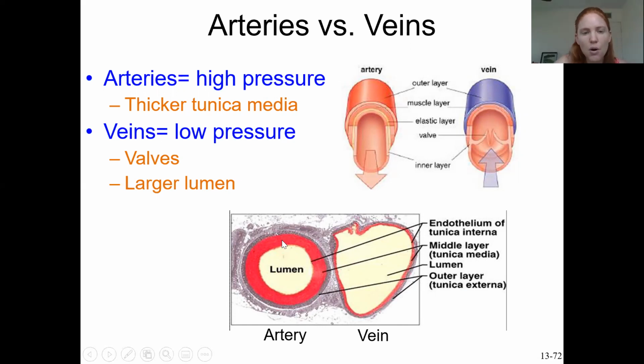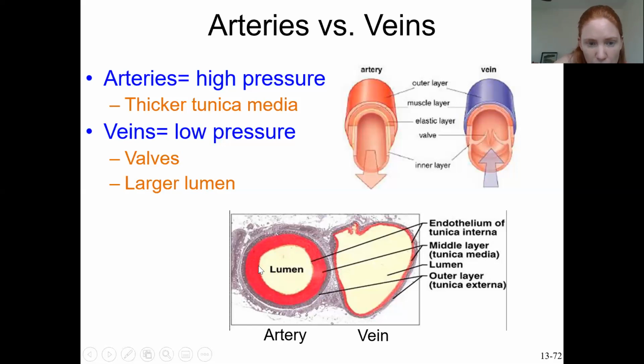So the reason the walls are thicker is, if you look at this right here, what they've done for this picture, they stain it so that the elastic tissue is red. And so which tunic had the elastic tissue in it, the dense elastic connective tissue? That would be in the middle layer, which is called the tunica media. Okay, the tunica media, which is this one, all of this right here.